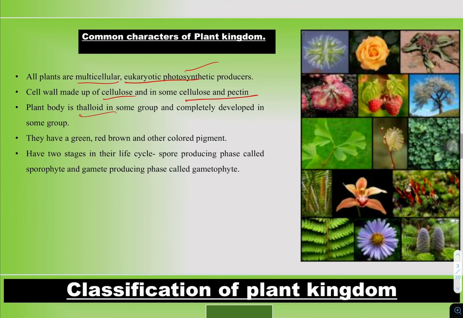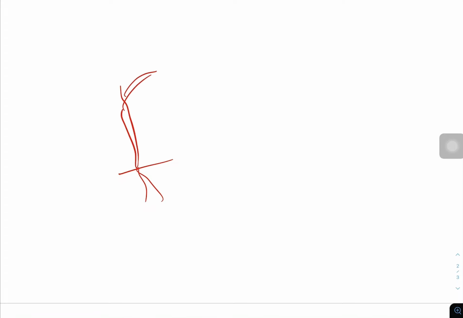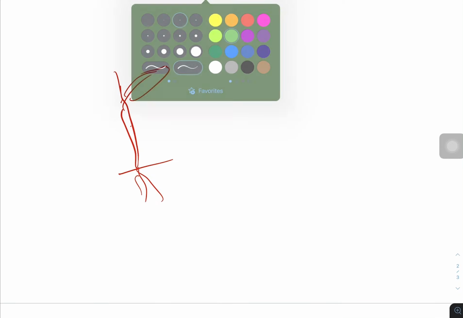Plant body is a thallus. Plant body is thalloid. What do you mean by thalloid? Thallus is a structure where there is no clear differentiation between root, stem, and leaf. See, this is a very big plant where it is having root, stem, and leaf. Whereas in some plants, there is no root, there is no leaf, there is no stem, but still it is existing, but still it can undergo photosynthesis. Such structures are called thallus.